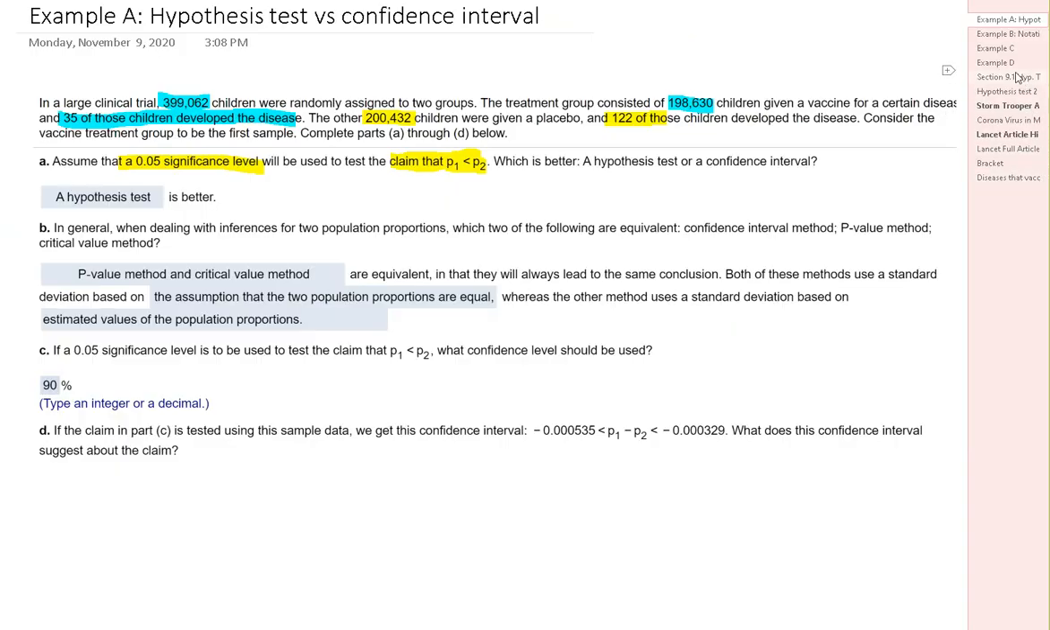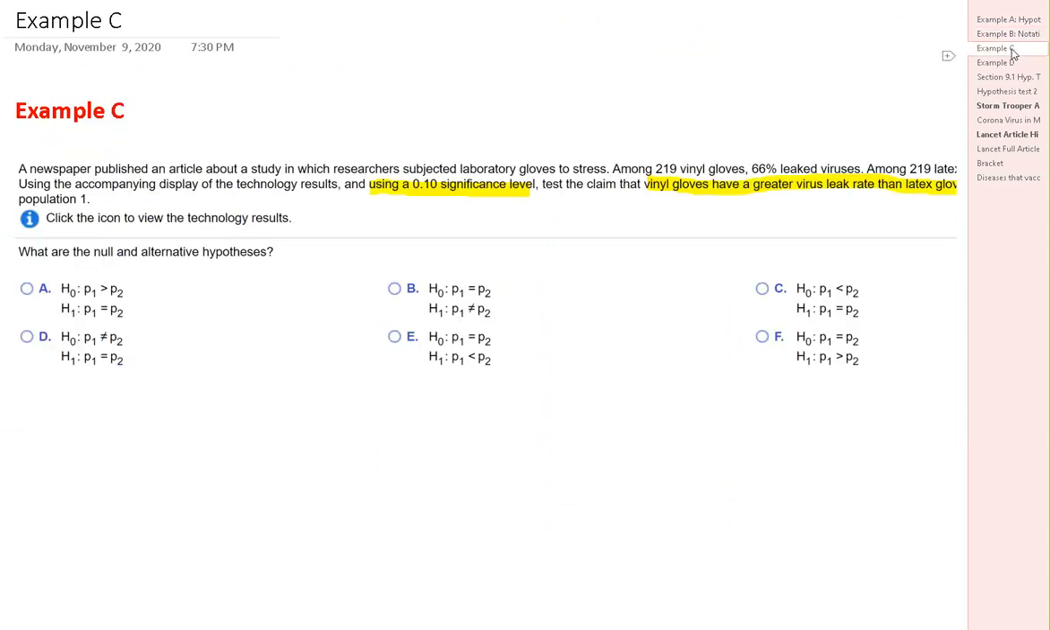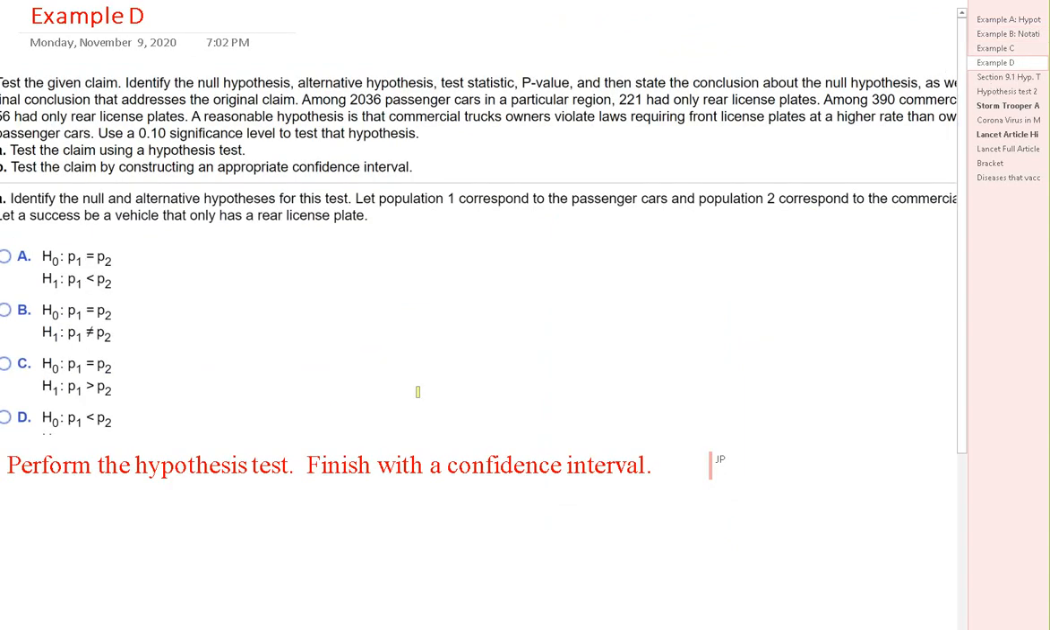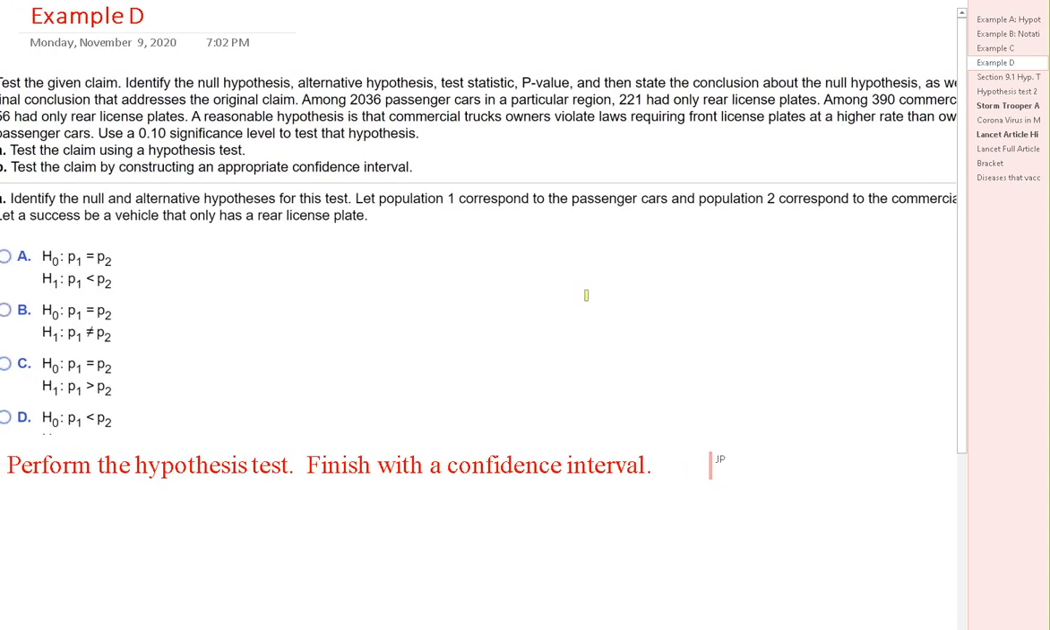Let's see. Example B here is just notation. Let me just read this. I want to choose either example C or example D. Okay, let's try this one.